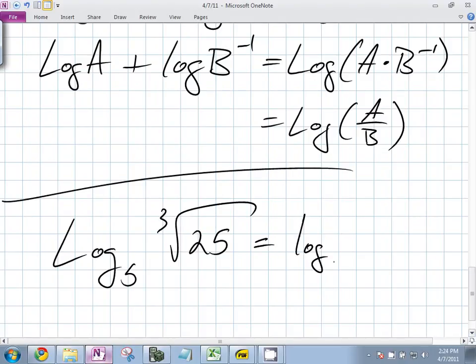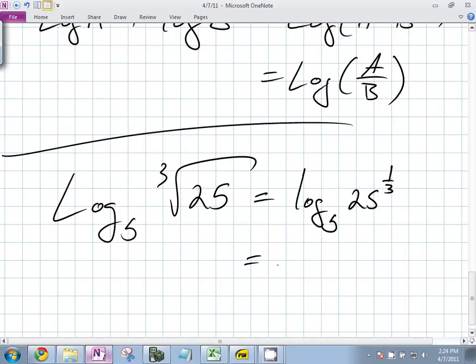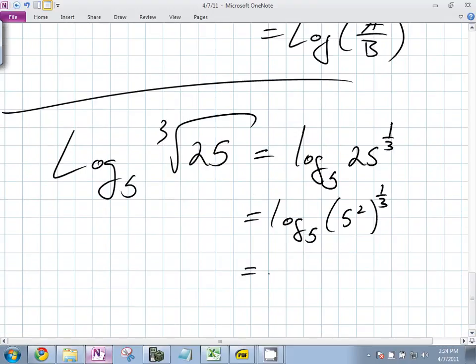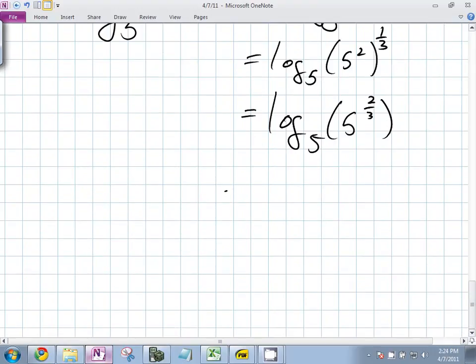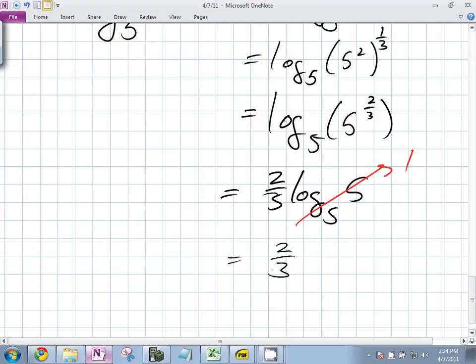So let's just do it this way, and then we'll go back. 25 to the 1/3. What is 25? What do you do with powers of powers? You multiply them. Thank you, Dawan. And when you have a power, what do you do with that power? 2/3 log base 5 of 5. What is log base 5 of 5? So what does it turn into? 2/3. Or, yes, another way, I think I'd be 50-50 about what I would do.